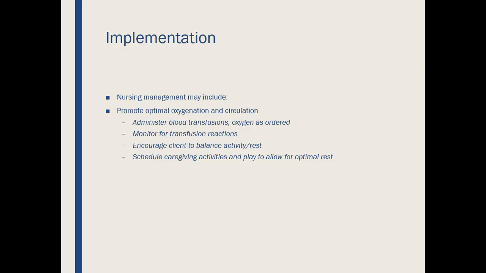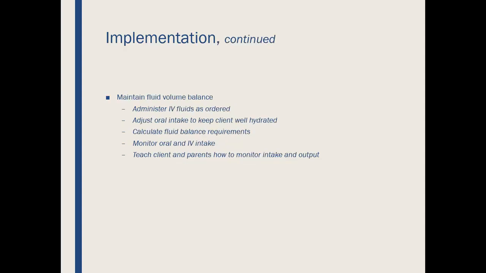Implementation, nursing management may include promoting optimal oxygenation and circulation through administering blood transfusion and oxygen as ordered, monitoring for transfusion reactions, encouraging the client to balance their activity and rest. They may need help planning activities that are better suited for them. Also scheduling caregiver activities and play to allow for optimal rest. Sometimes they can get other people to come in and stay with the patient if needed so they can get out and have some time by themselves.